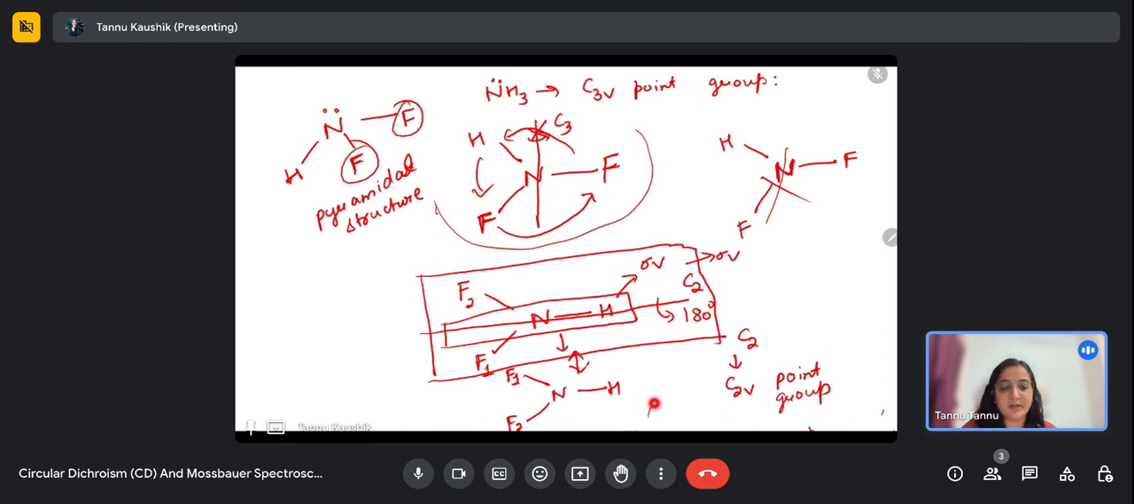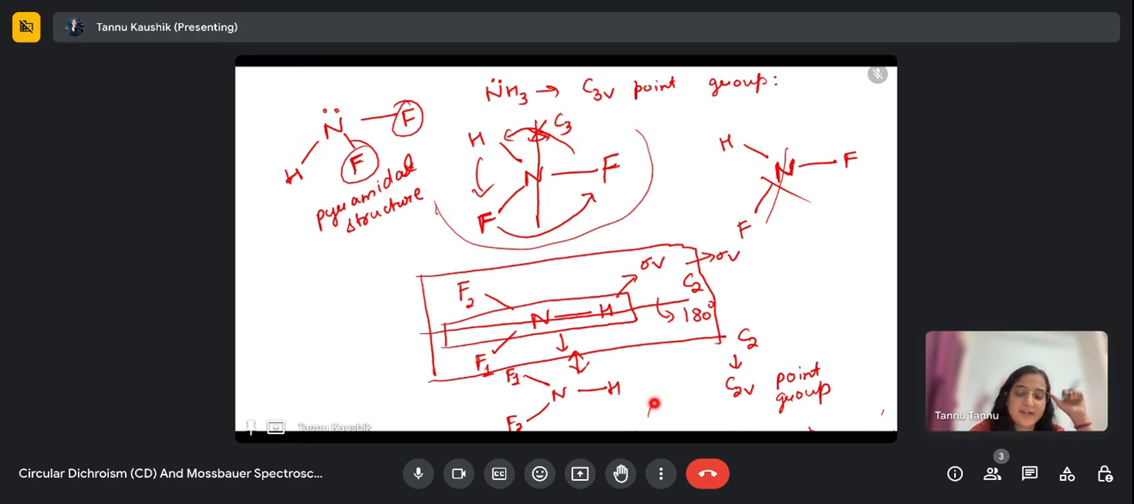Did you get my solution? Yes, ma'am. Is it clear? Please tell me honestly, because you can see here we don't have a C3 axis of rotation, because when we rotate the molecule by 120 degrees, we won't get an equivalent configuration. The H and F atoms will replace each other. However, after a C2 axis of rotation along this NH bond, we will get an equivalent configuration.